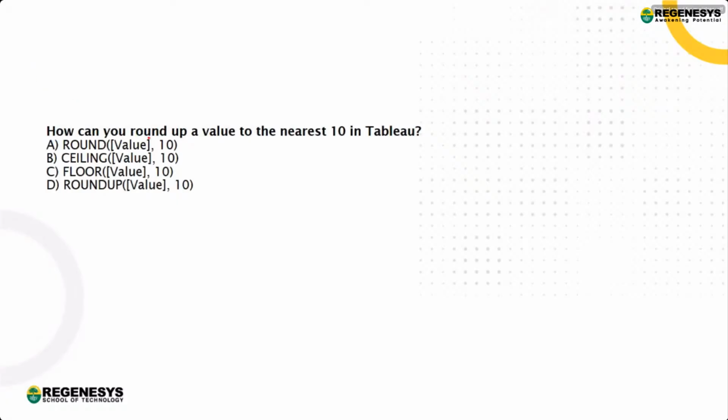The next one is, how can you round up a value to the nearest tenth in Tableau? So now here, why I have given 10, because here also the second is 10. So what is the correct one? Round up. Yes. Good. Others?